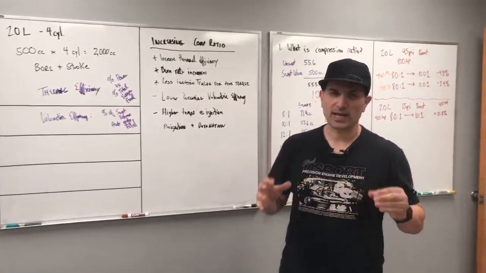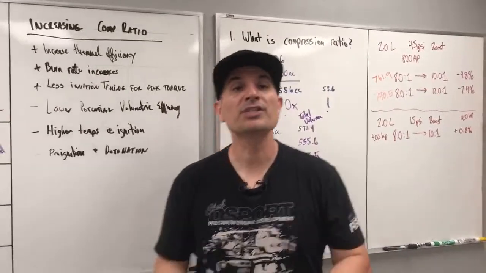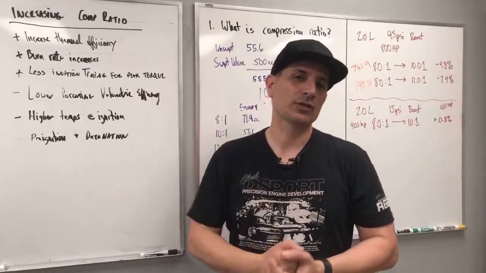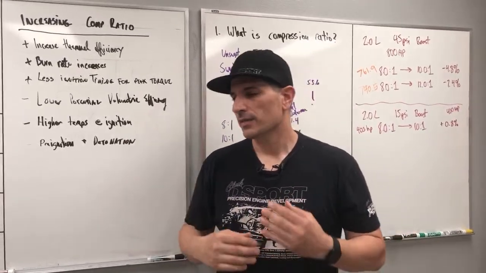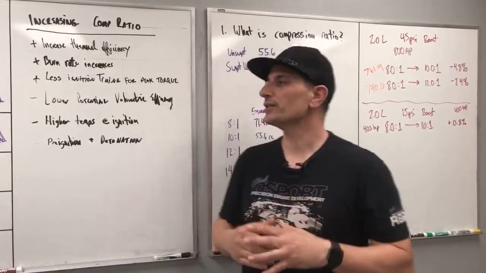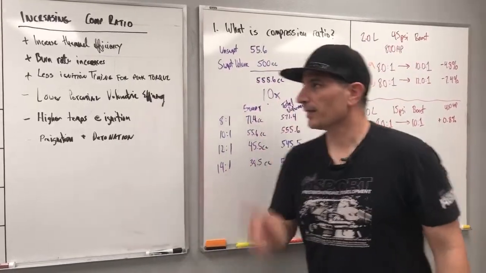I want to make sure everybody has an understanding, and we're just going to go over it real quick one more time. Increasing the compression ratio, you get an increase in thermal efficiency, and that's the main reason why you get a benefit. The downside to increasing the compression ratio is you have the trade-off of losing your volumetric efficiency. That's number one that you should know.